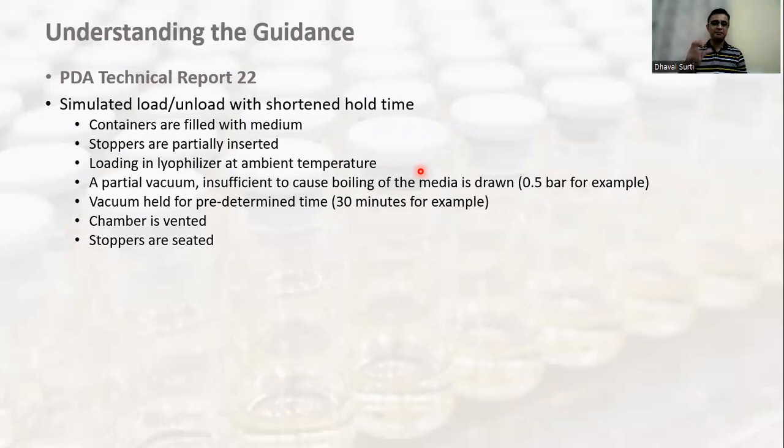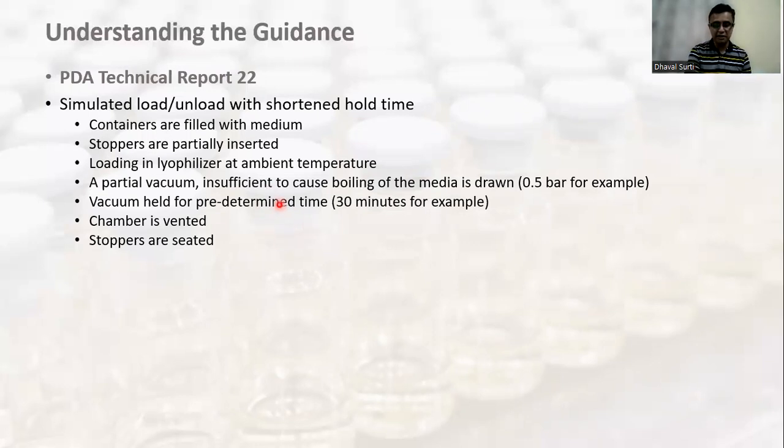Containers are filled with the media. Stoppers are partially inserted, loading into the lyophilizer at ambient temperature. The guidance says ambient temperature. A partial vacuum insufficient to cause the boiling of the media is drawn, for example 0.5 bar. Then the vacuum is held for a predetermined time, 30 minutes for example. The chamber is vented and stoppers are seated. So this is the short hold time.